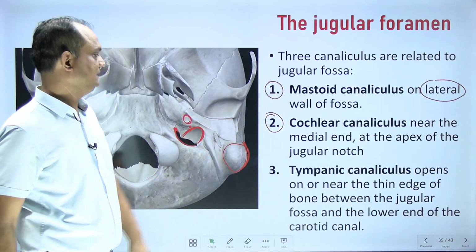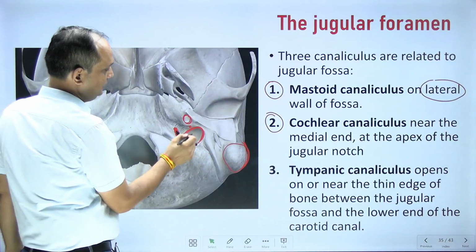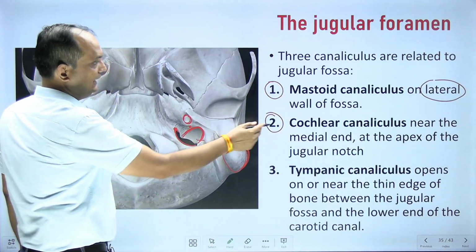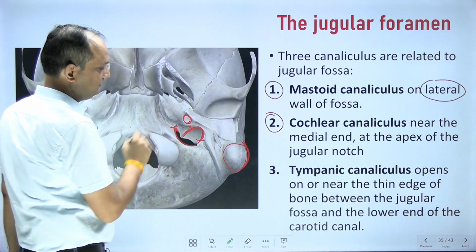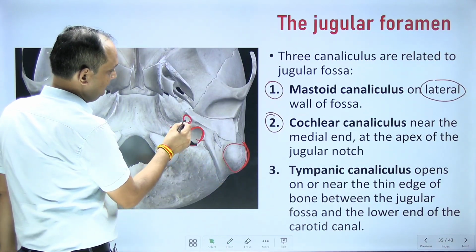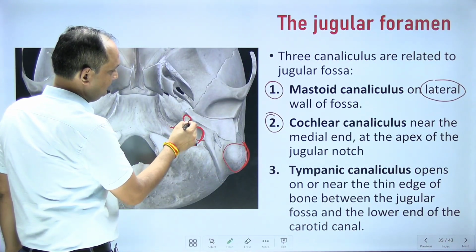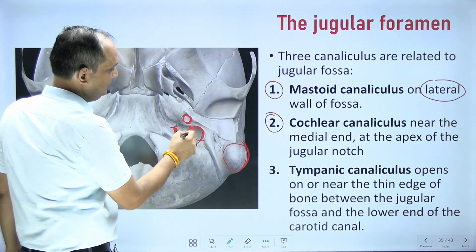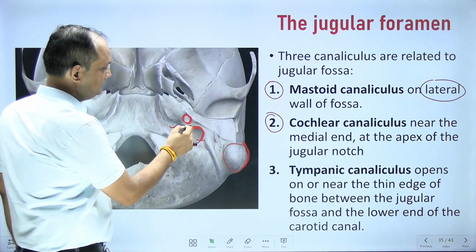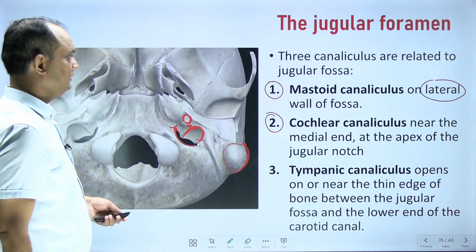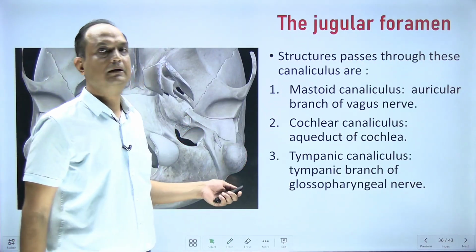So where will you find these three canaliculi? You will have the mastoid canaliculus on the lateral wall, the cochlear canaliculus at the apex of this fossa, and the tympanic canaliculus present between the internal carotid artery and the anterior part of this jugular fossa in this bony plate. Clear? Now what structures pass through these three canaliculi?